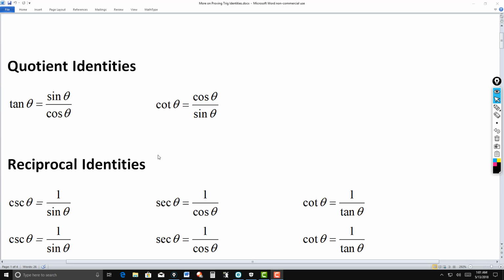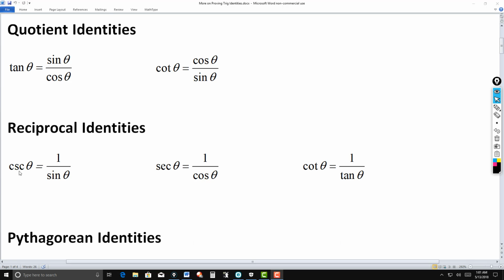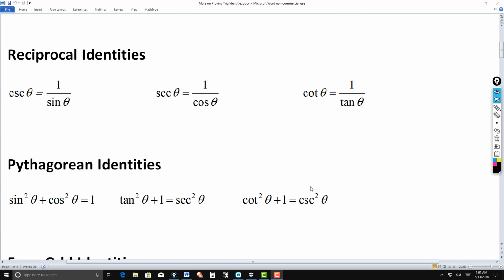The reciprocal identities: cosecant of theta is equal to 1 over sine theta. Those are interchangeable. In the same way, sine theta is 1 over cosecant of theta. Secant theta is 1 over cosine, so cosine theta is 1 over secant. Keep that in mind.